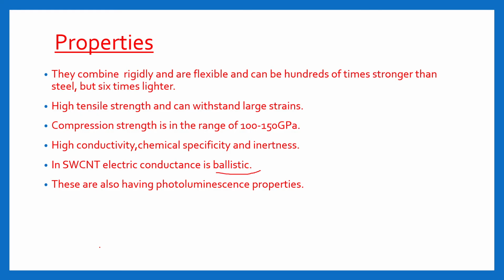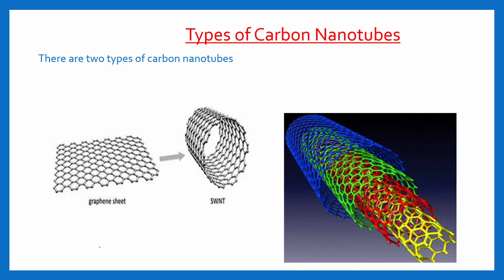Okay, these are also having photoluminescence properties. That means they can easily absorb light. Okay, let us discuss the types of carbon nanotubes. There are two types mainly.